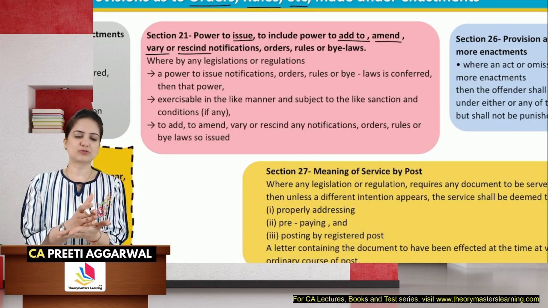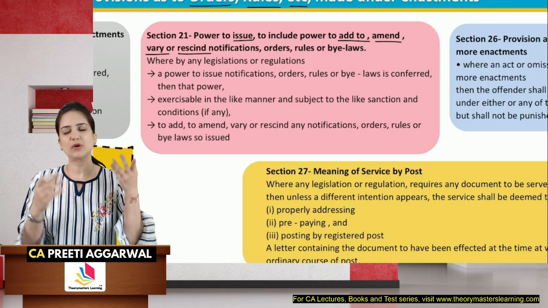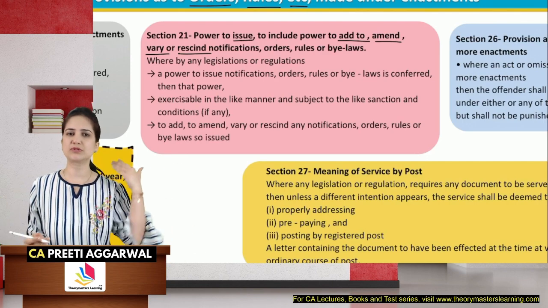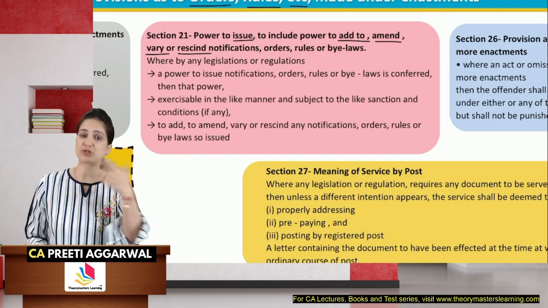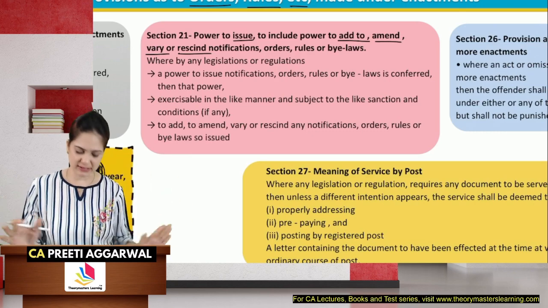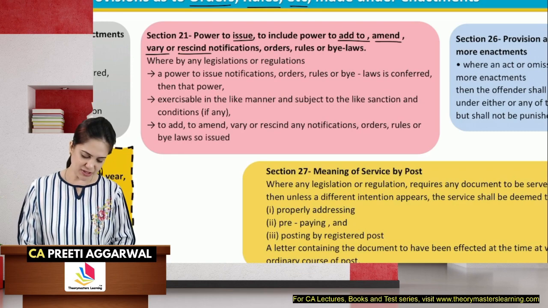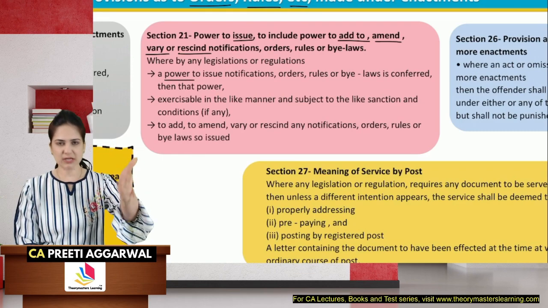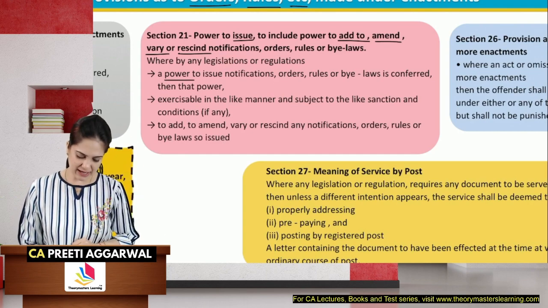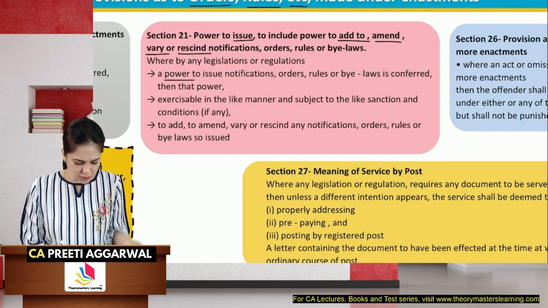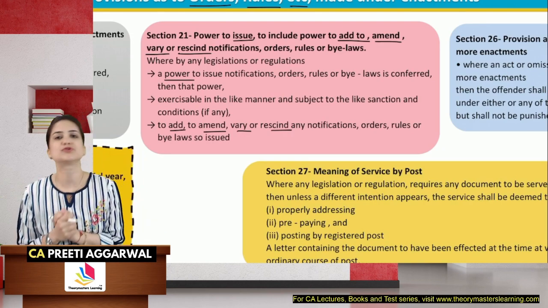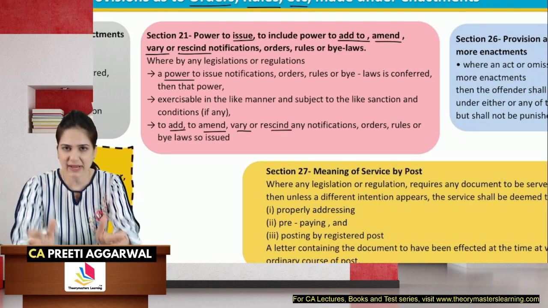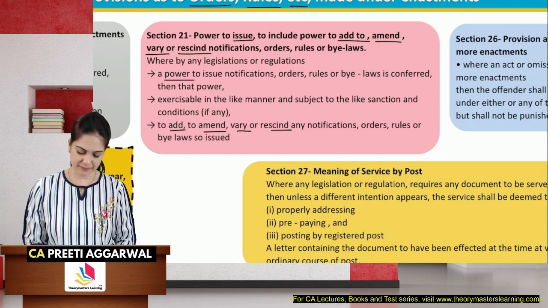If you have the authority to make the rule, you will also have the authority to amend the rules or to amend the notification. You will also have the authority to vary, to change it or to rescind, that is, to cancel it. Where any legislation or regulation confers the power to issue notification, orders, rules, bylaw, that power is exercisable in the like manner. You also have the power to add, amend, vary, rescind any notification, order, rules or bylaws so issued. So the person who has the authority to make will also have the authority to amend it.